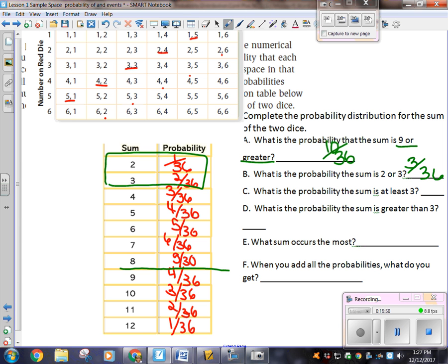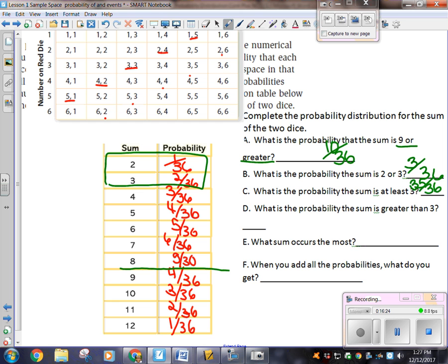So what would it be? At least 3. I have 3 chances of at least 3. Is 4 at least 3? Yep. Is 5 at least 3? There are 35 chances that I'm going to have at least a sum of 3. It means I only have one chance I can lose. So if I was rolling the dice, that would be great odds, wouldn't it? What is the probability the sum is greater than 3? Is that the same answer I just talked about?